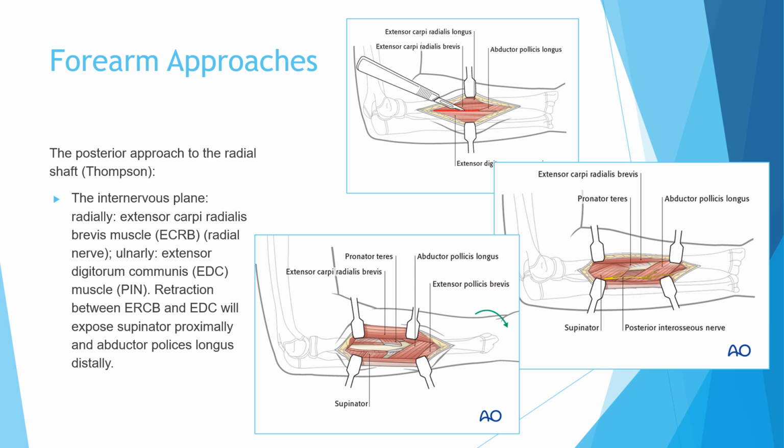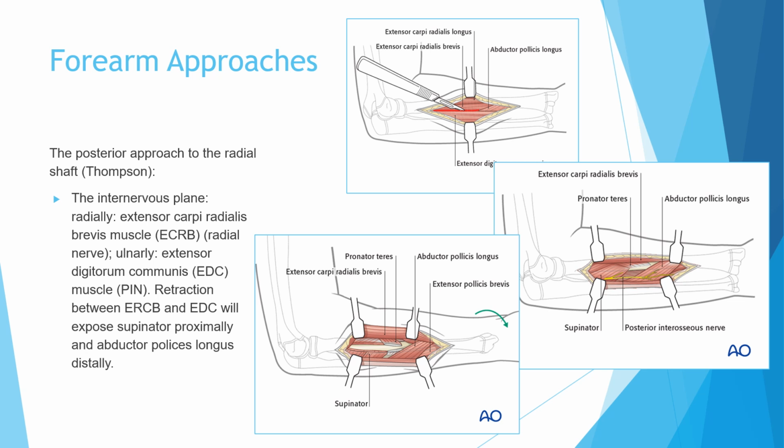If you decided to release the supinator, you will do the same as you do in the Henry. You will fully supinate. So you see this arrow here. You will fully supinate, and then you will go from anterior and release the supinator posteriorly and ulnarly, because it will have the posterior interosseous nerve here. So this is a very important concept.